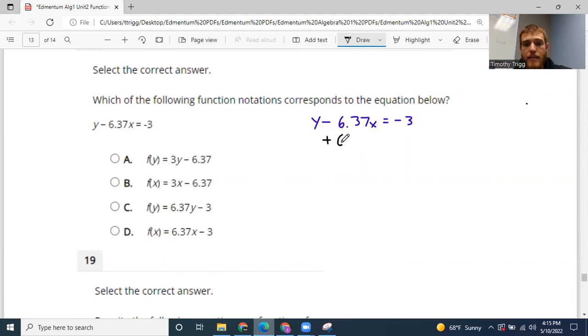So I'm going to go ahead and add the 6.37x to both sides of the equation, giving me that y equals 6.37x minus 3. I can't combine these together because this has an x and this does not. Okay, then just replace y with f of x.